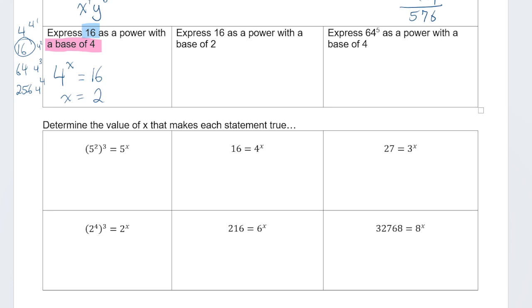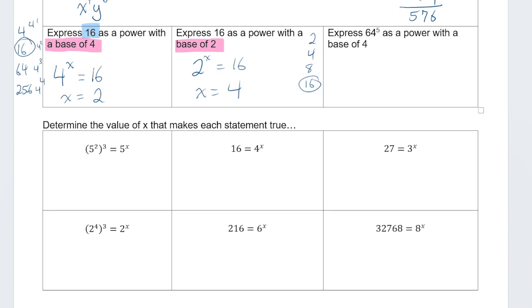Now 16 as a power with a base of 2. So this time it's 2 to the power of x equals 16. So pause, take a quick look, see what you find. Okay, so powers of 2. 2 times 1, 2 times 2 is 4, 4 times 2 is 8, 8 times 2 is 16. Well, there we are. It is the fourth one. So x is equal to 4.